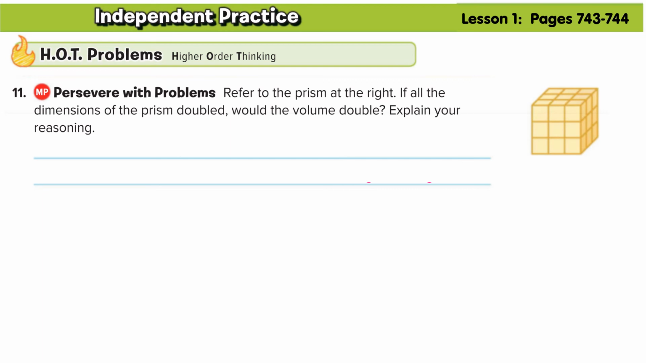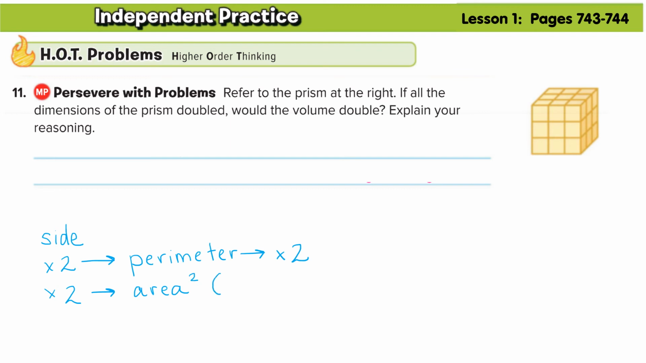Now remember, in our previous lessons, if we doubled the size of each side, what did that do to the perimeter? It doubled it. Okay? If we doubled the size of the side, what did that do to the area? Now remember, area is a squared unit, so that means it would be 2 squared, so that would be times 4.